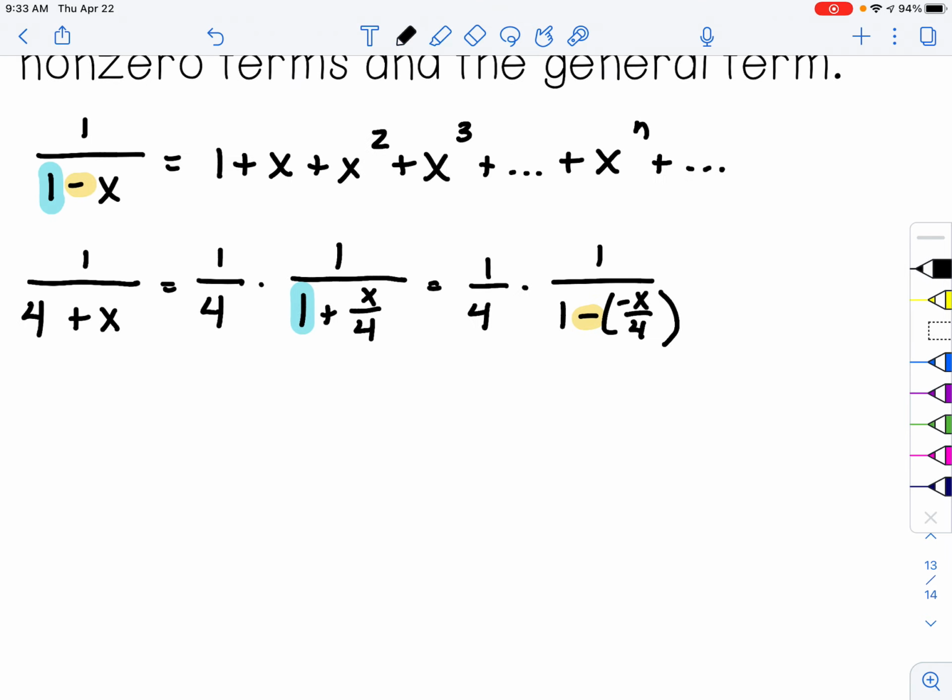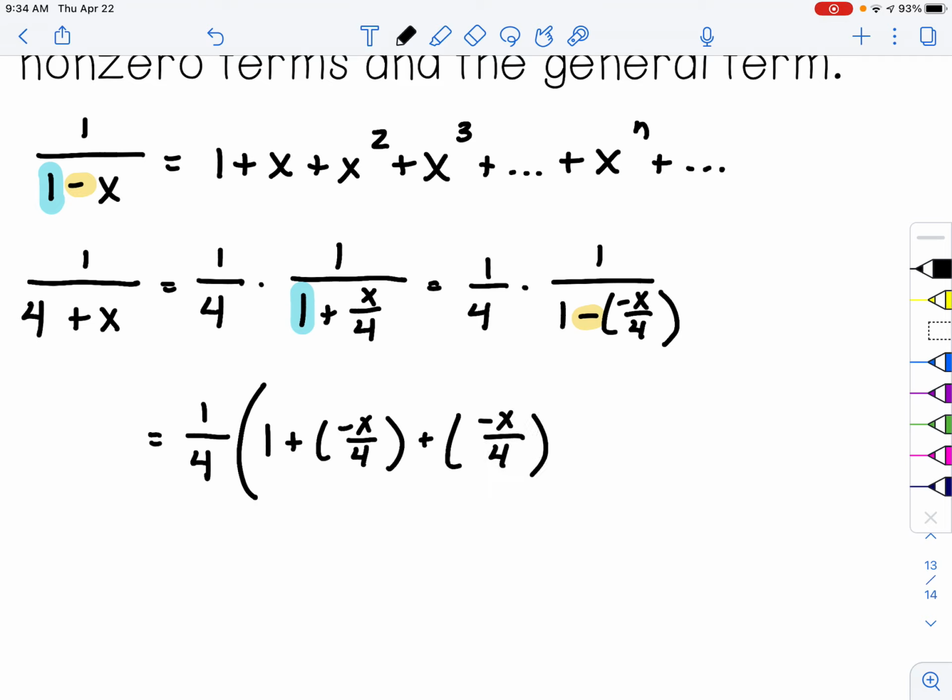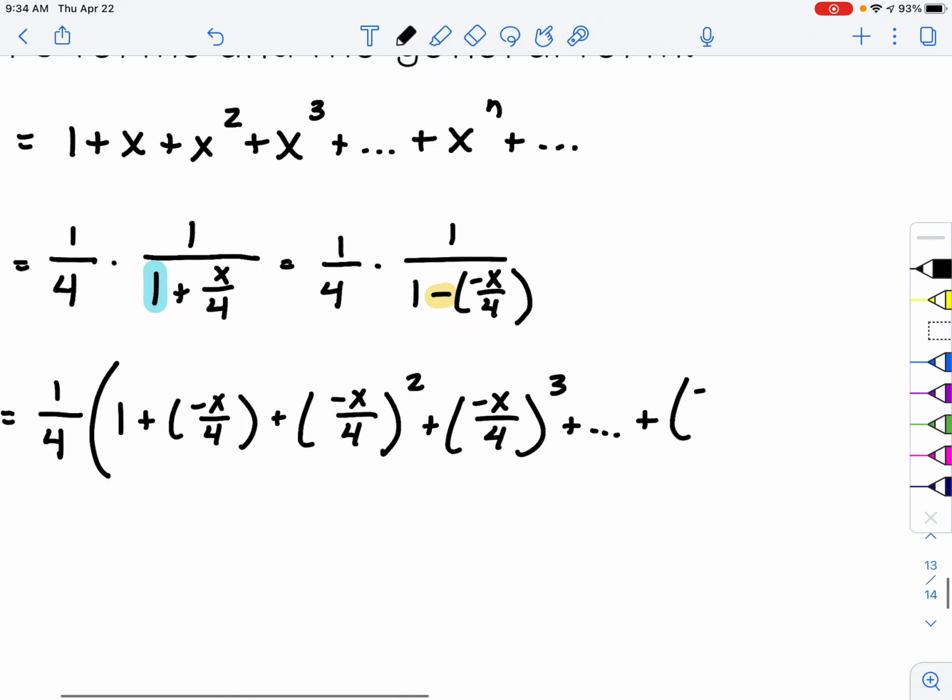So to do my substitutions, I have a 1/4 on the outside, so I'm going to be multiplying my whole series by 1/4, and at the same time, I'm going to be substituting in negative x over 4. So I get 1 plus negative x over 4 plus negative x over 4 squared, going all the way out to our general term here with our substitutions.